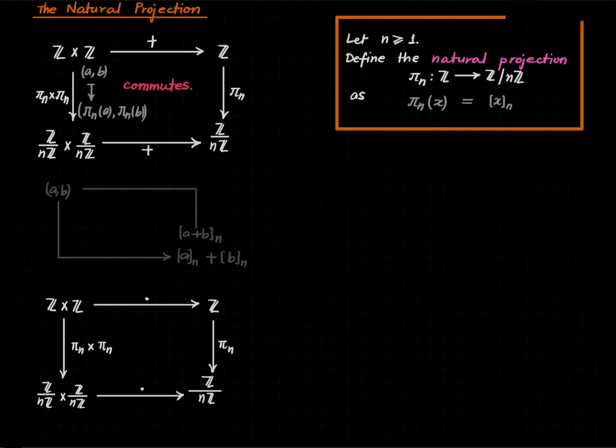And this diagram also commutes. The commutativity symbol is denoted like this, or some people also write a hash. So that's how you denote that a diagram commutes. Usually when you draw a diagram, you mean that it commutes. There is no point drawing a non-commutative diagram.